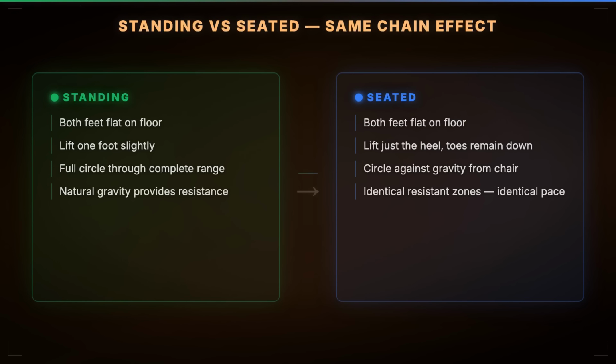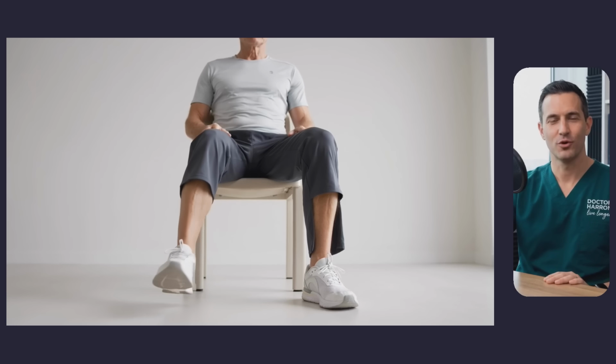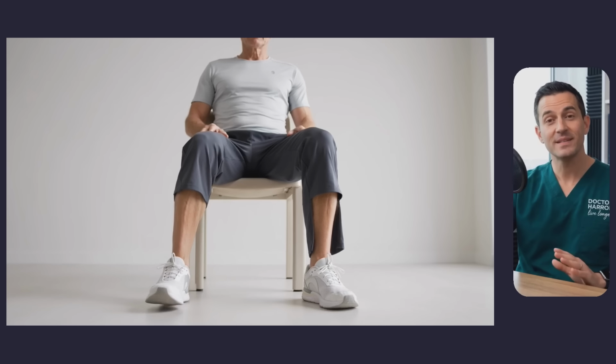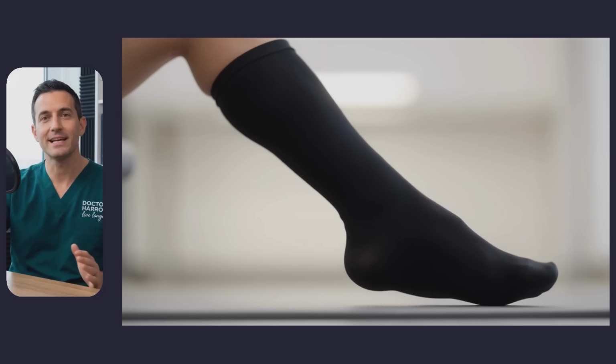It takes less time than the kettle. If balance is a concern, and for many people over 65 or 70 it genuinely is, this works identically seated. Both feet flat on the floor. One foot lifts just the heel, the toes remain down, and the ankle traces its circle against the resistance of gravity. The same resistance zones, the same deliberate pace, the same bilateral attention. The seated version is not a lesser version. What changes is the chain.